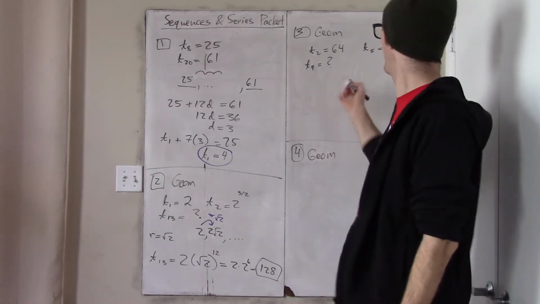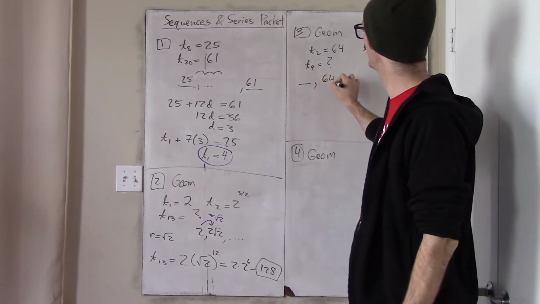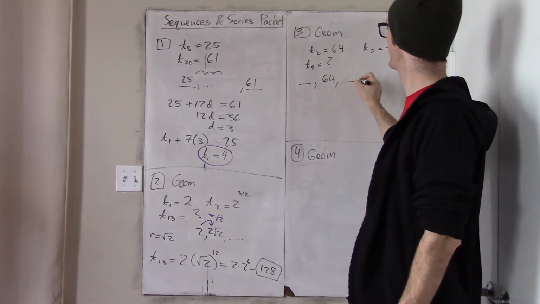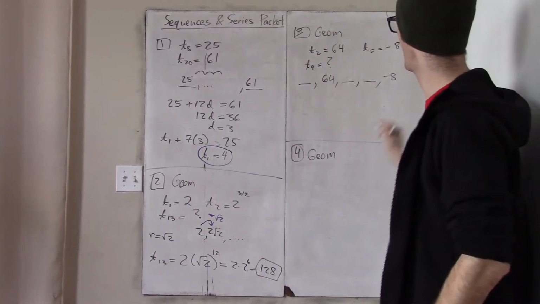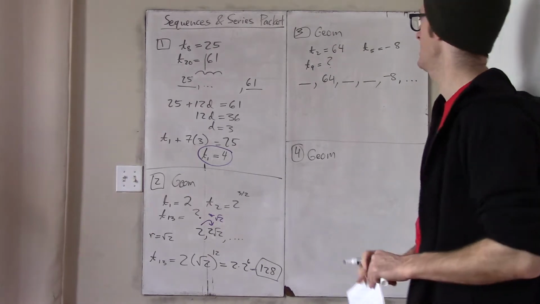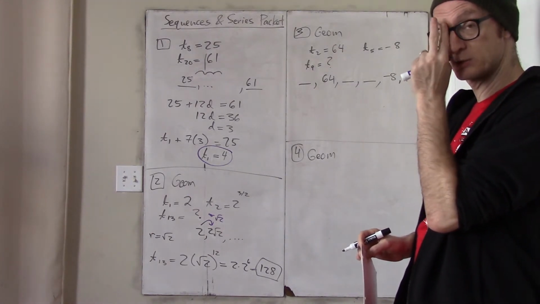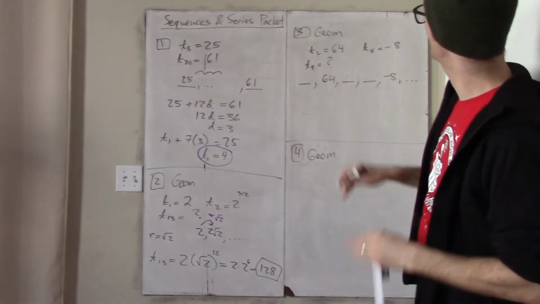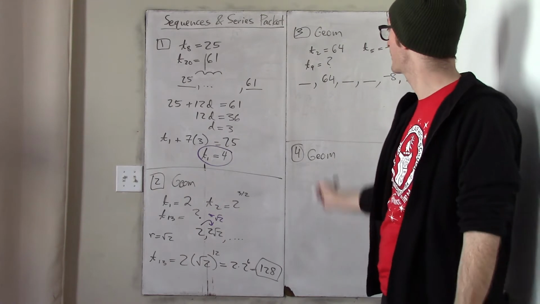How can we do this? Well, I think it's helpful to be like, first term, I don't know what you are. Second term, 64. Third term, don't know. Fourth term, don't know. Fifth term, -8. You don't have to do this kind of thing, but maybe it kind of helps. At least if you do it a couple times on paper, then maybe subsequently you can just do it in your head. But certainly it's true that to get from the second term to the 5th term, I need to multiply by r 3 times.